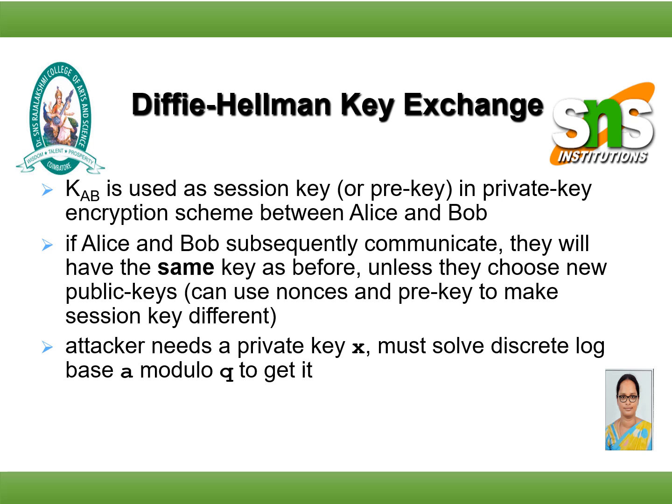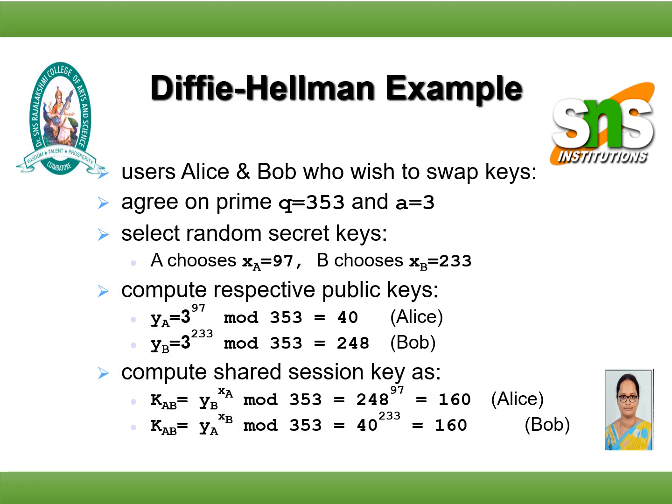So KAB is used as the session key in a private key encryption scheme between Alice and Bob. So when Alice and Bob subsequently communicate, they will have the same key as before unless they choose new public keys. An attacker needs a private key and must solve the discrete logarithm base modulo Q to get it.